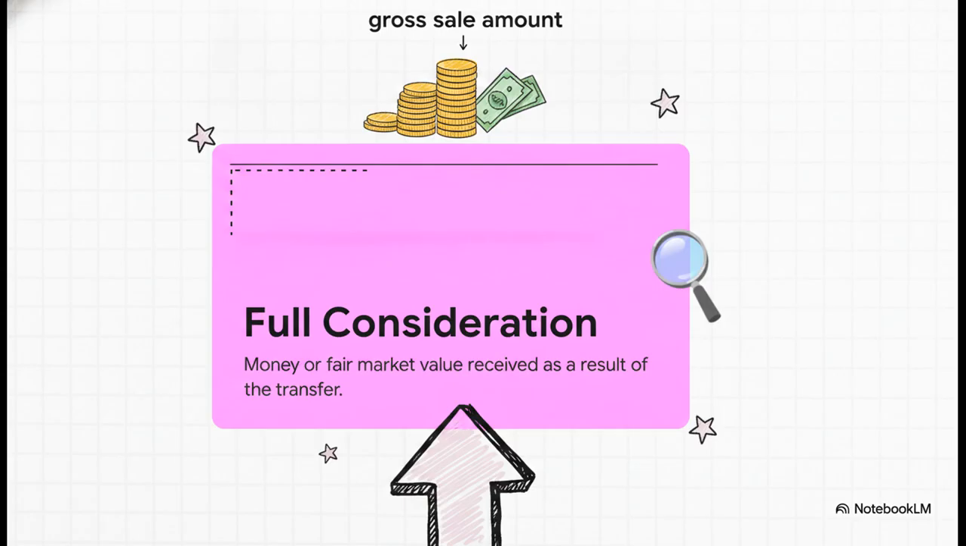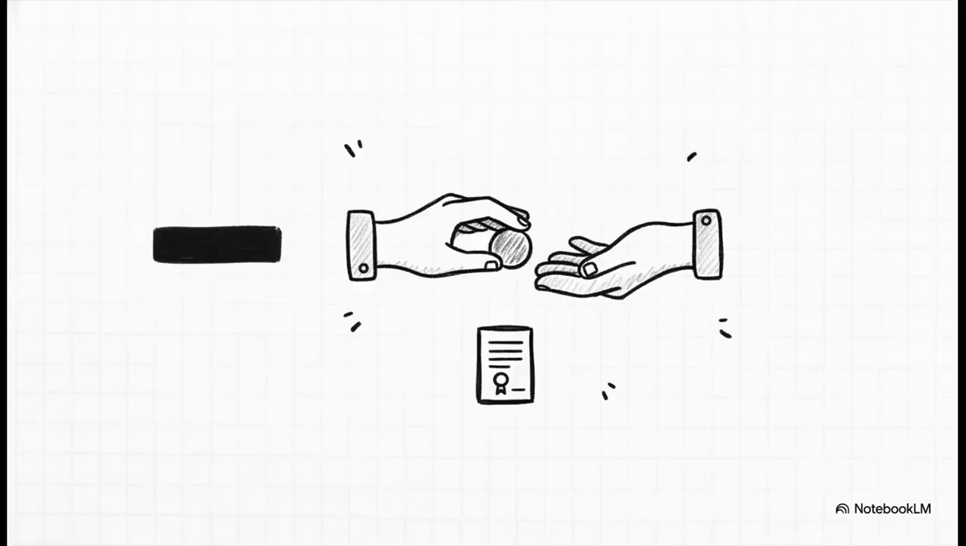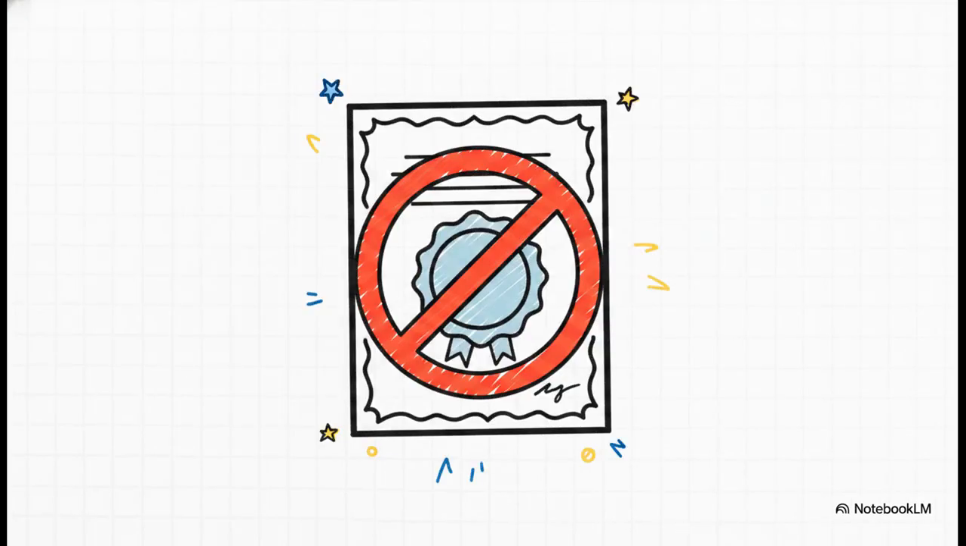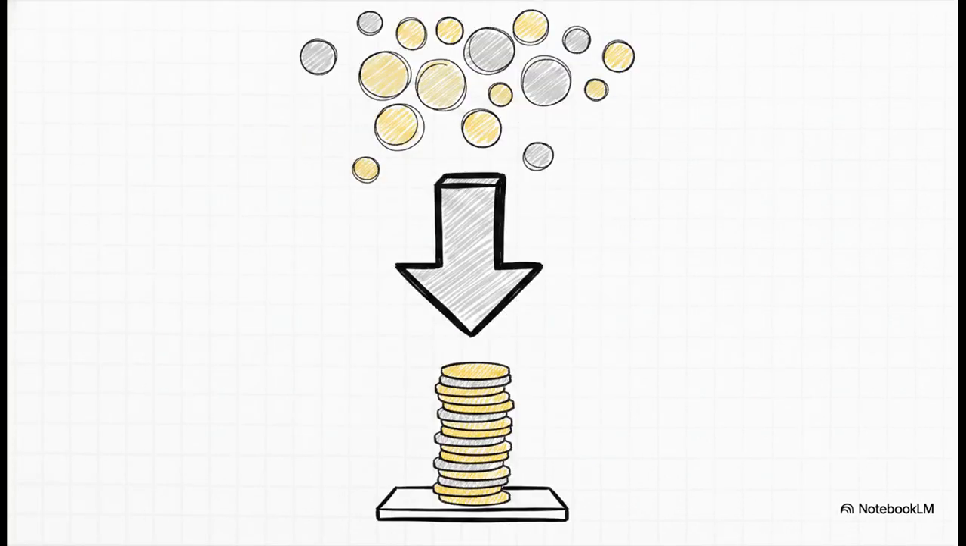Step 1 is your starting point, the full value of consideration. That's basically your gross sale amount. Next, subtract expenses incurred exclusively for the transfer itself. Think things like brokerage fees. But watch out, any securities transaction tax you paid is absolutely not allowed as a deduction. Subtracting those allowable expenses brings us right down to your net sale consideration.